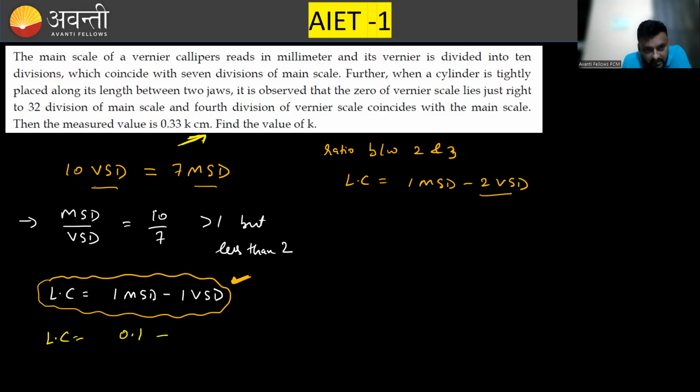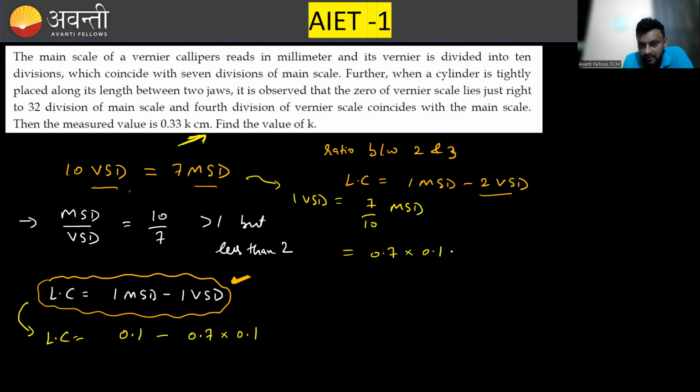Can you see that vernier scale division is 7 by 10? That is 0.7 into 0.1. Now most of you will get confused. I am just moving from this point to this point. One main scale division has a value of 0.1 mm and one vernier scale division, you can see from this statement, has a value of 7 by 10 main scale division. So 7 by 10 means 0.7.